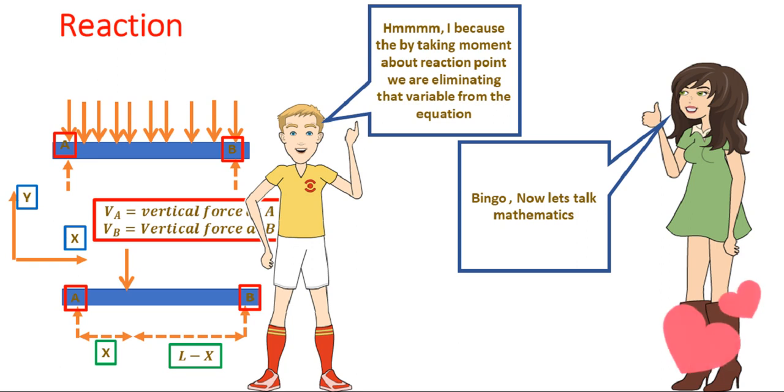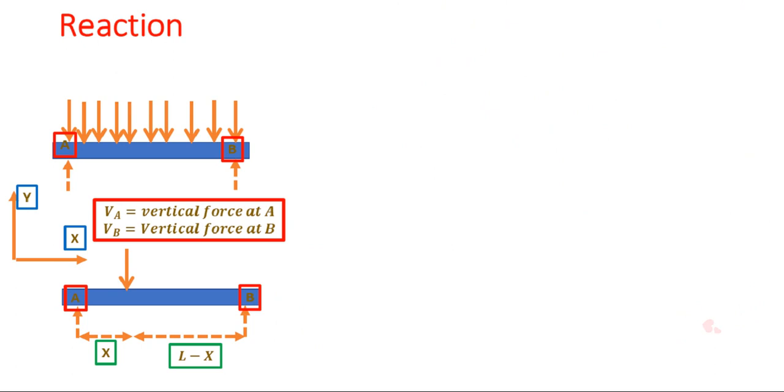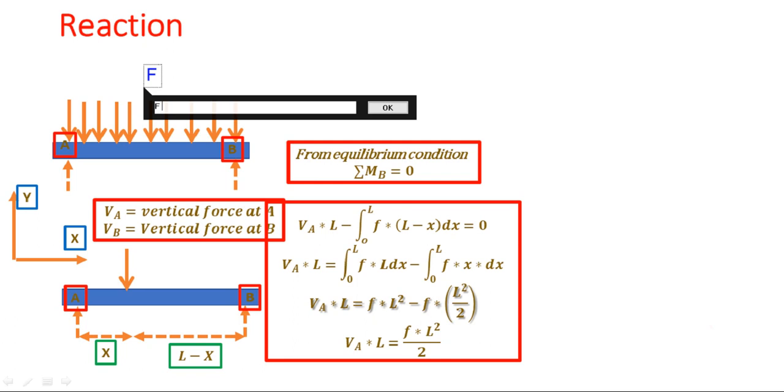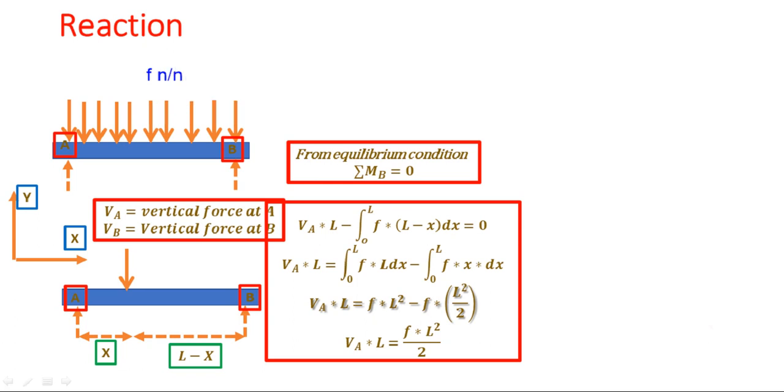Now we should move forward on our reactions. If we take a moment balance of the distributed load, that is the first case, what you will get is VA into L minus integration, because it's a uniform distributed load. This integration will come as F into L minus x into dx. Here dx is any small elemental strip that I'm taking, and F is, again, the same notation that I have given before, Newton per meter. So this is F Newton per meter.